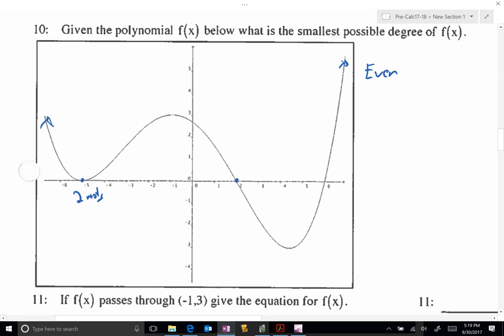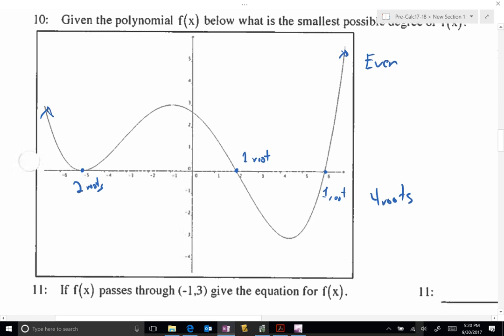We have a single root here, and it's definitely going to be a single root because a triple root would have a bend or a kink as it goes through that root. This is just going straight through. So there's one root there, and same here at 6. There's one root at 6. So counting out our total roots, we'd have 2, 3, and 4. So the smallest possibility would be 4 roots, which matches what we predicted. This is even. Okay.